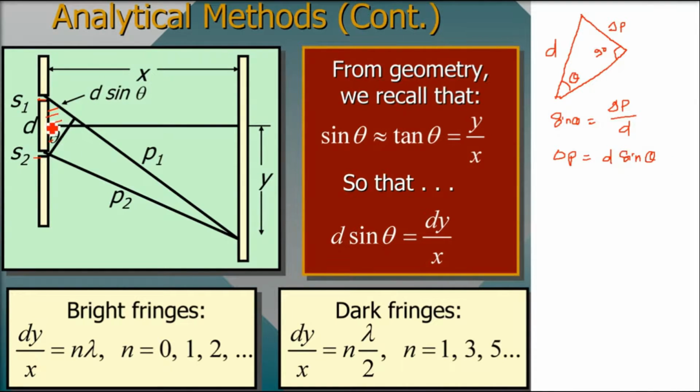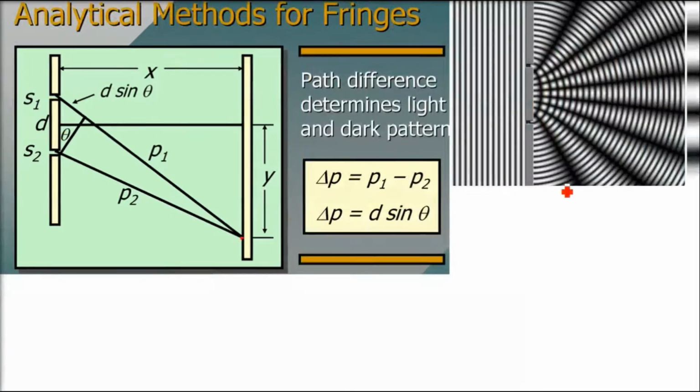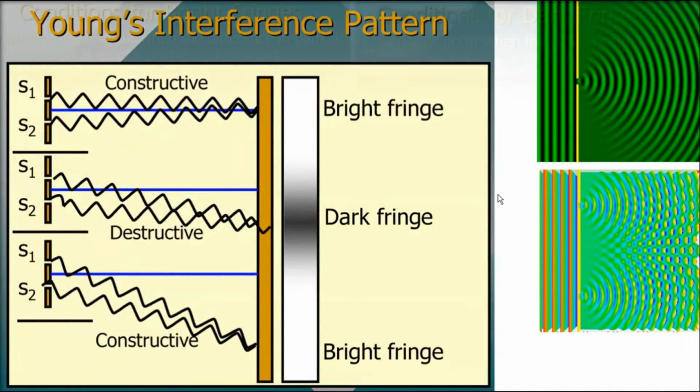We'll use it. This D is the distance between the two slits, S1, S2. And the extra path is D sine theta, which is P2 minus P1, delta P. So D sine theta is delta P, nothing but P2 minus P1, which is the path difference. D is the S1, S2 distance.